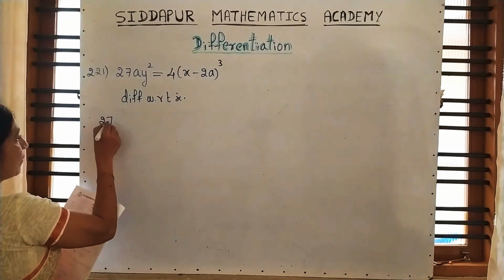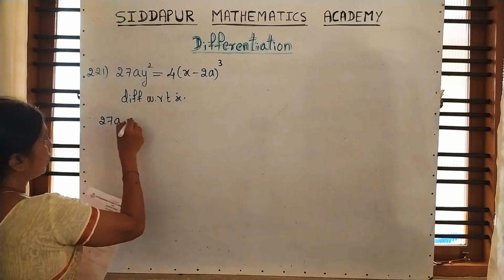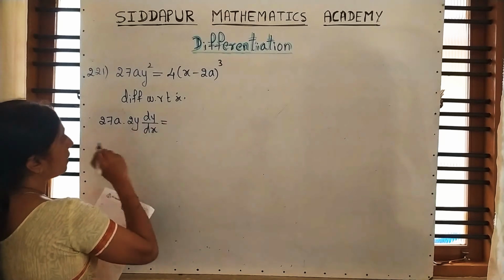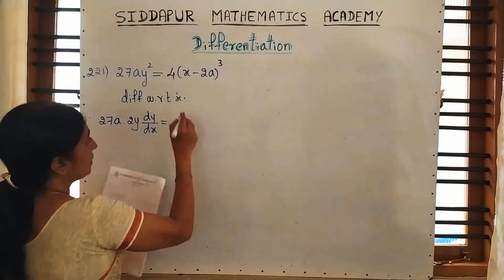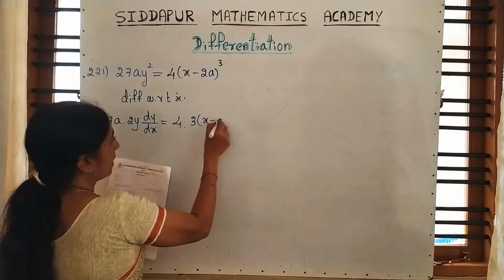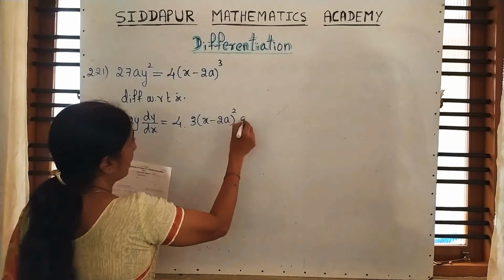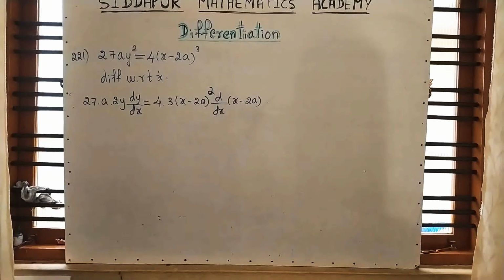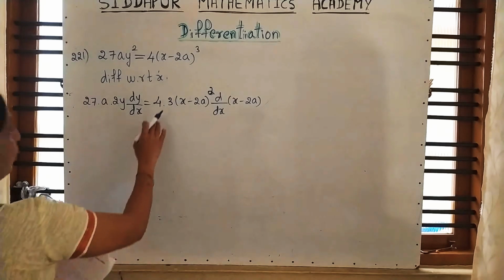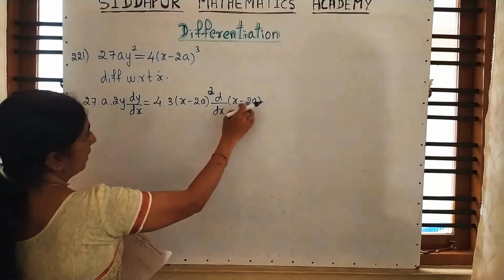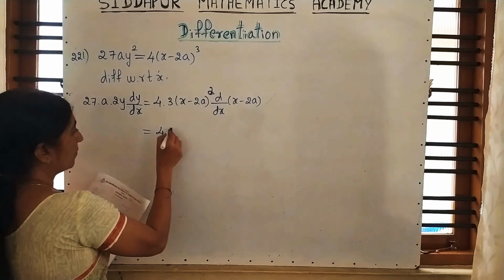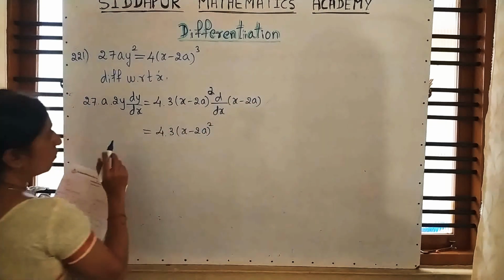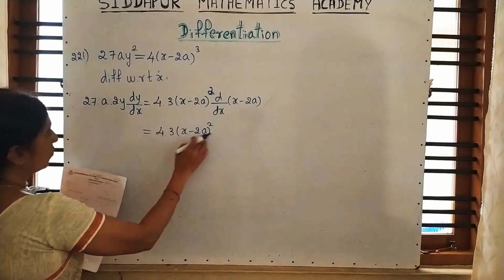Here 27a is a constant. Differentiation of y square is 2y into dy upon dx is equal to 4 constant, first power 3(x minus 2a) whole square into differentiation of base, which is x minus 2a. Here 4, first I differentiated the power, then the base. This I kept as it is. Differentiation of x is 1 and differentiation of 2a is 0. No need to write it.